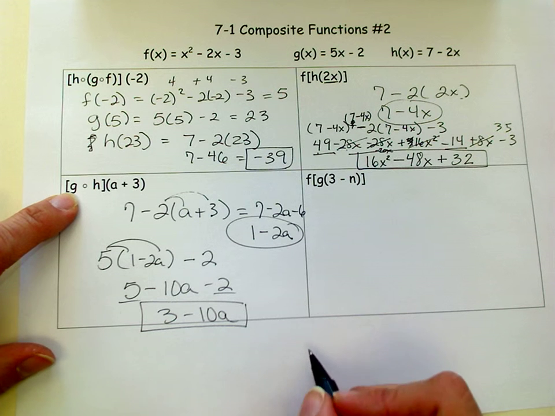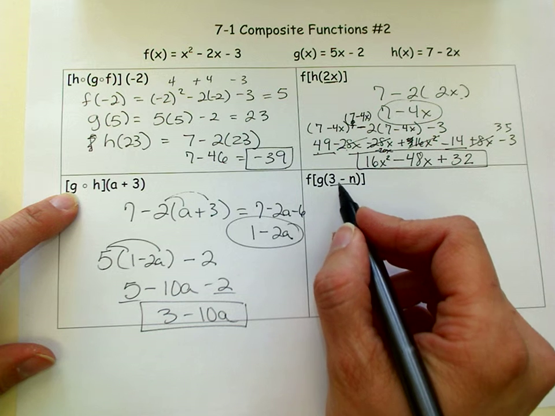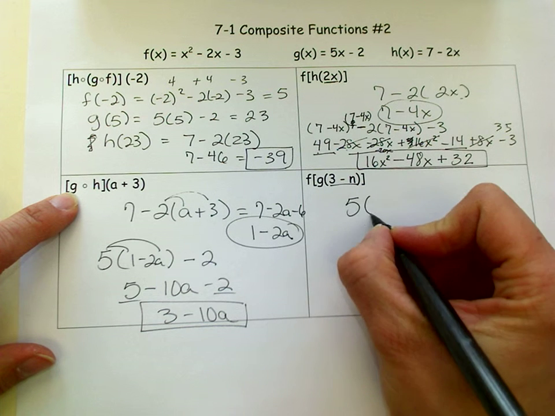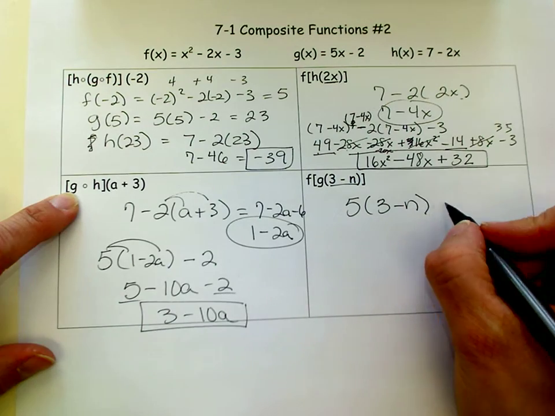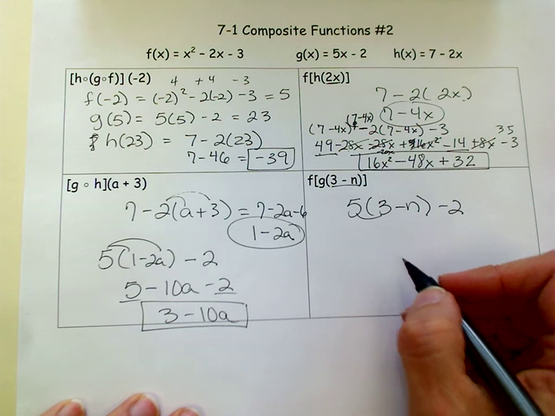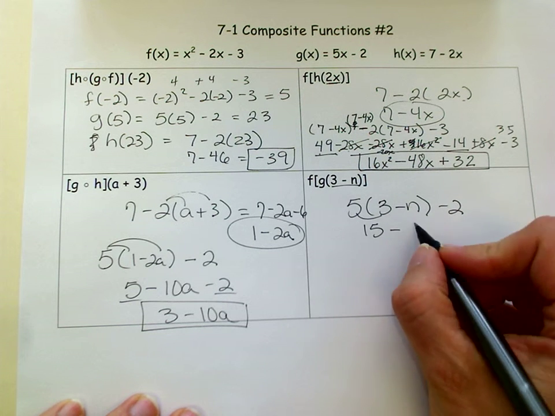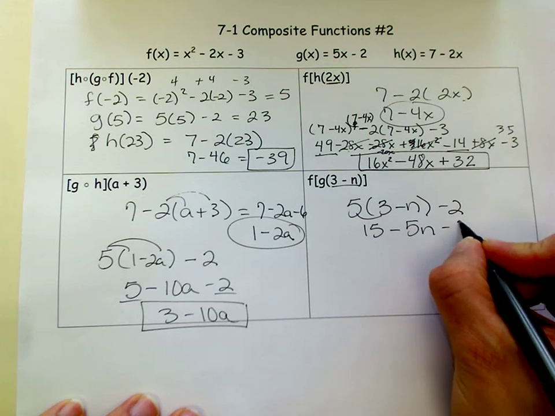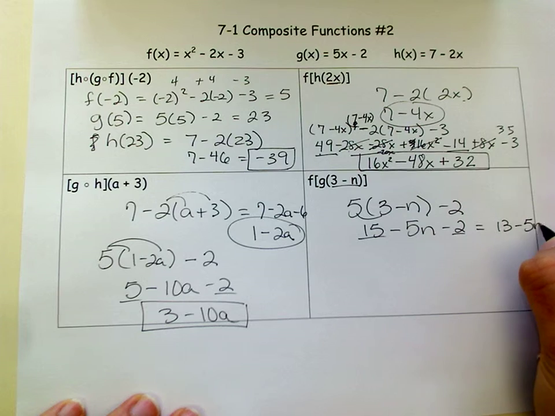Alrighty, last one. We're going to find f of g of n minus 3. So we take our g function and we're going to put n minus 3 into it. So 5 times 3 minus n, I might have said that wrong at first. Let's see, minus 2. 5 times 3 is 15. 5 times n is 5n, so it's a minus 5n. Minus 2, and I can combine these like terms, I get 13 minus 5n.